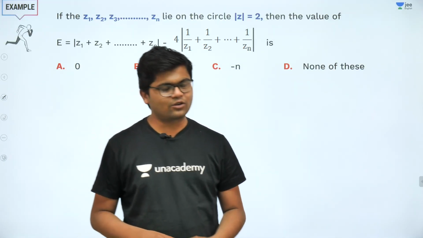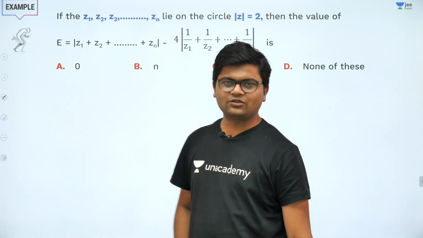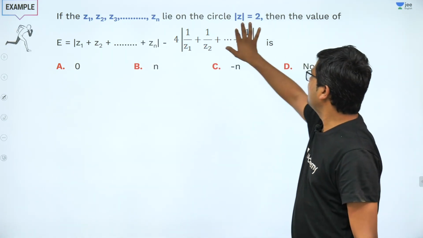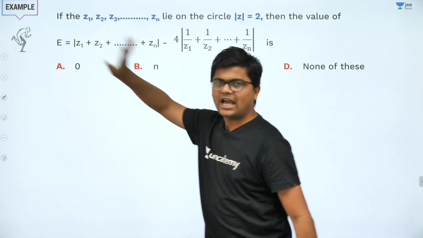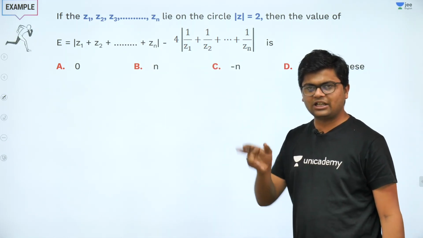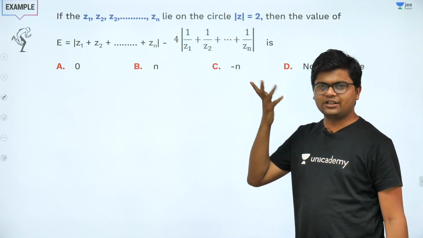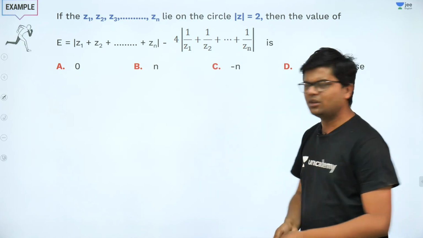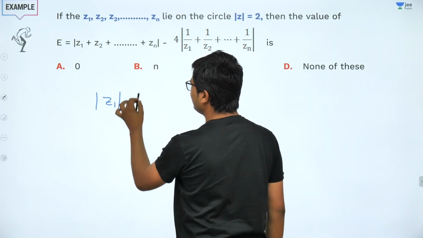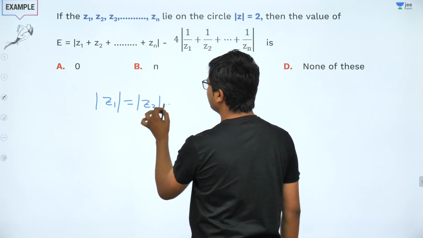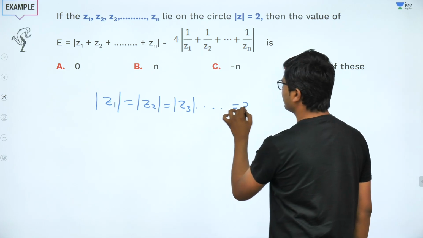This is also a wonderful question. We have been given Z1, Z2, Z3 which lie on the circle whose modulus is 2. It means all of these complex numbers have modulus 2, because if they lie on a circle whose center is 0, 0 and radius 2, it means their modulus is 2. So from this line I can conclude that mod Z1 equal to mod Z2 equal to mod Z3, and all of these values are equal to 2.